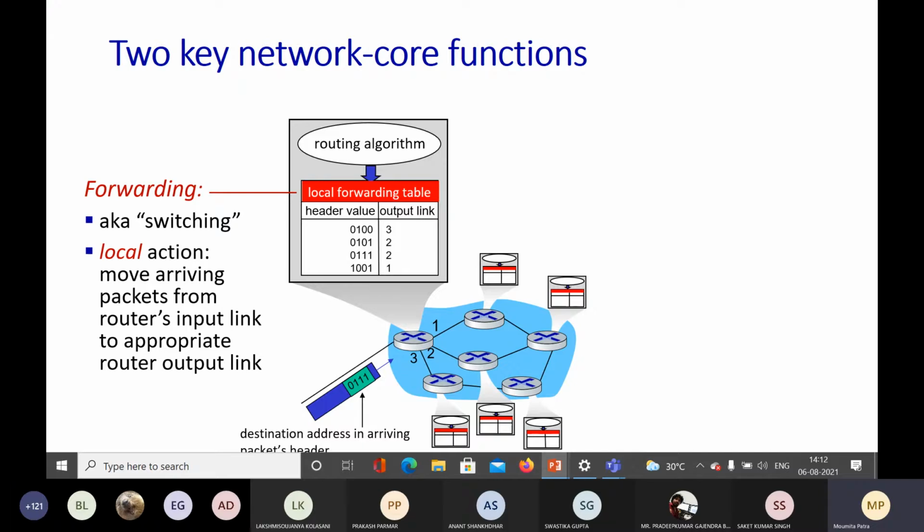Now you may ask me a question: why should I be bothered about this kind of routing algorithm, this kind of path? Because it seems that the network core itself is a connected graph, so there will be a path from one router to another in any case. So why should I be bothered about this?